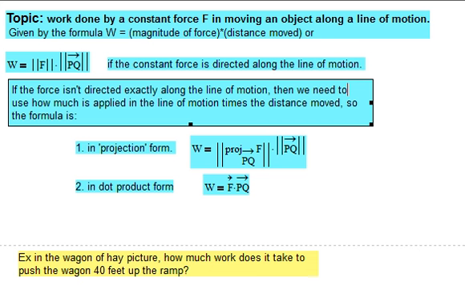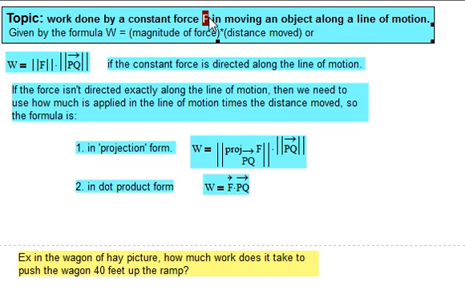Now we have one more video from this section, and it's going to be an applied problem. It's not all that bad, really. You should know that the work done by a constant force in moving an object along a line of motion is given by work done equals the force times the distance it's moved.